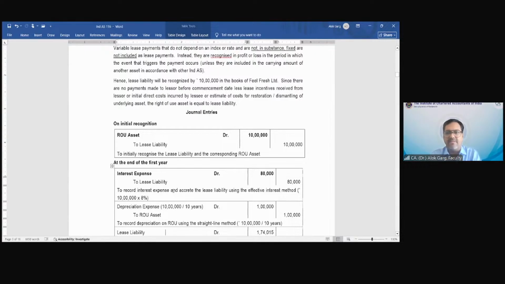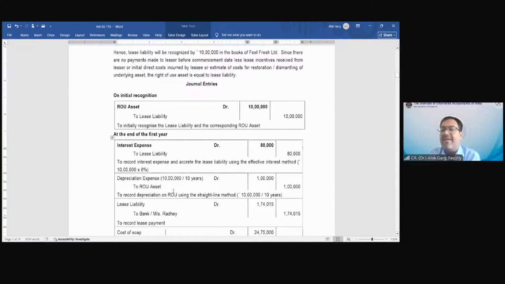Depreciation to ROU asset. You know, the contract period was 10 years and hence 10 lakh rupees is the ROU asset. So 10 lakh divided by 10, 1 lakh is the depreciation. Okay. Then lease liability to bank, or lease liability to Radhe to bank, 174,015. So these are the amount for fixed payments.